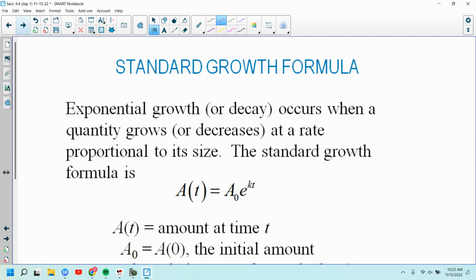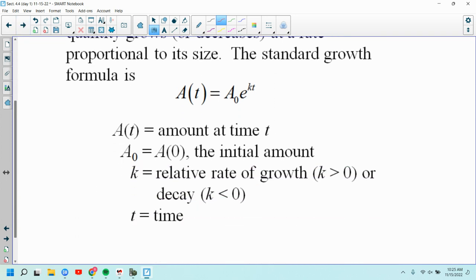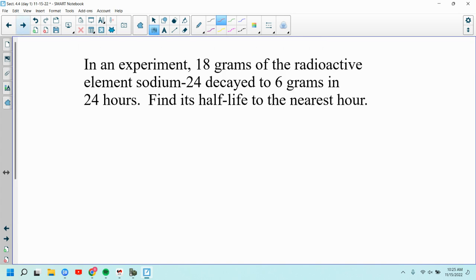All right, kind of read through that back page there, or the start of that first page. Half-life. We're going to get into half-life, which is part of exponential growth or decay. I kind of assumed you had a little bit of knowledge. You may have seen it at some point, but let me just real quick talk about it here. In an experiment, 18 grams of a radioactive element, sodium-24, decayed to 6 grams in 24 hours. Find its half-life to the nearest hour.